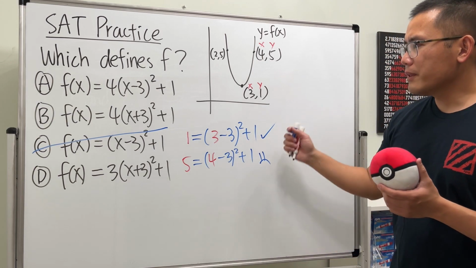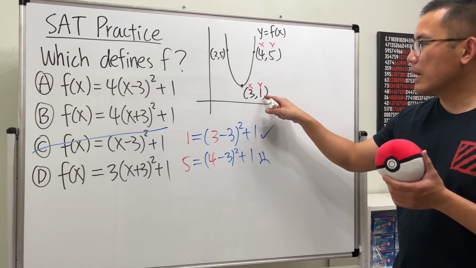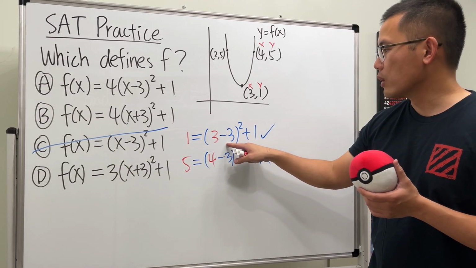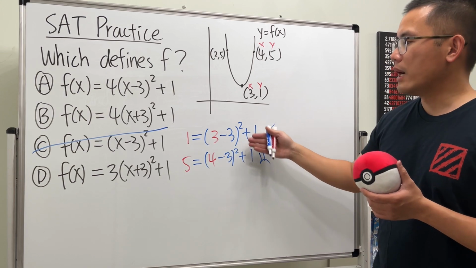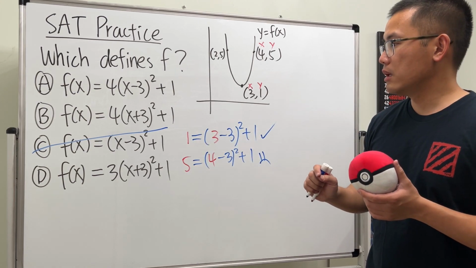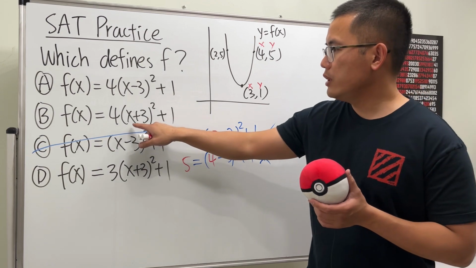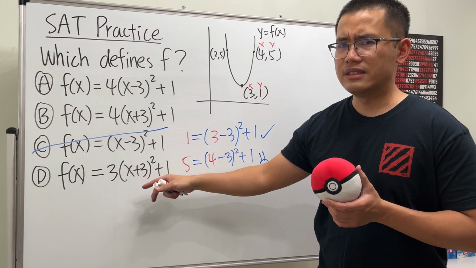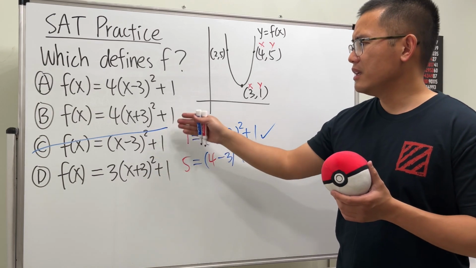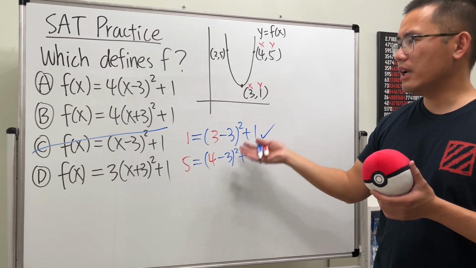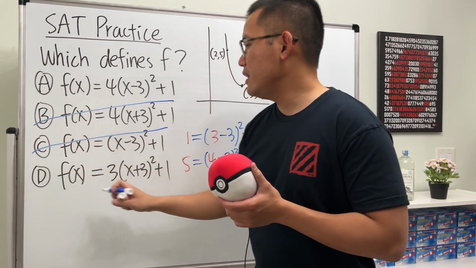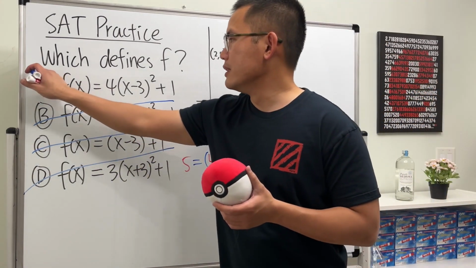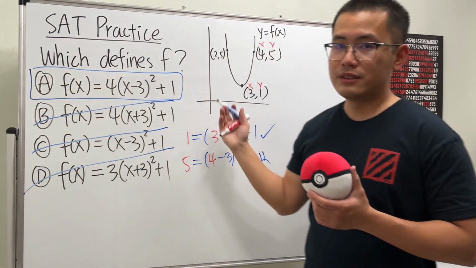Okay? So now let's see. Earlier, 3, 1 works for C. The reason is because 3 minus 3 is 0, square that is still 0, and then we add 1, we get 1. Keep that in mind. Imagine if you put 3 into either the x here or the x here, we will end up with 6, and then square that, that's 36. That's not going to give us 1 at the end. So we know that B and D are not the answers either. So based on all this, we know the answer is A, and then we are done.